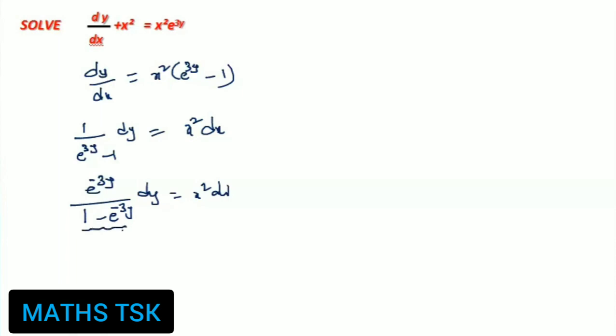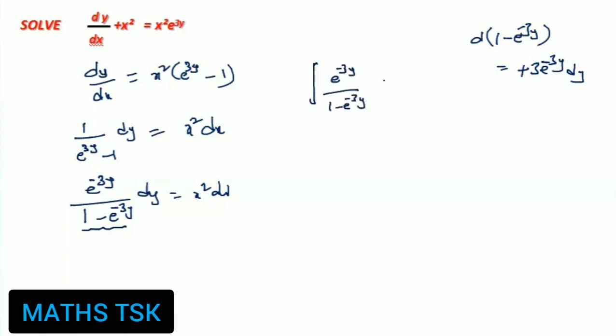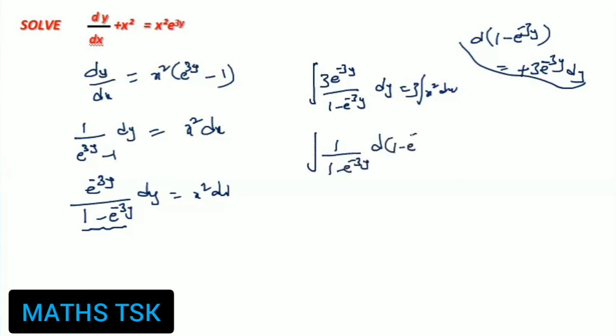If you consider this, what is the derivative of 1 minus e power minus 3y? It is 0 minus of minus, plus 3 into e power minus 3y into dy. So now integrating on both sides. e power minus 3y by (1 minus e power minus 3y) into dy is equal to the integration of x square into dx. If you have an idea like this, multiply with 3 on both sides. This becomes integration of 1 by (1 minus e power minus 3y) into the derivative of (1 minus e power minus 3y) is equal to the integration of x square into dx.